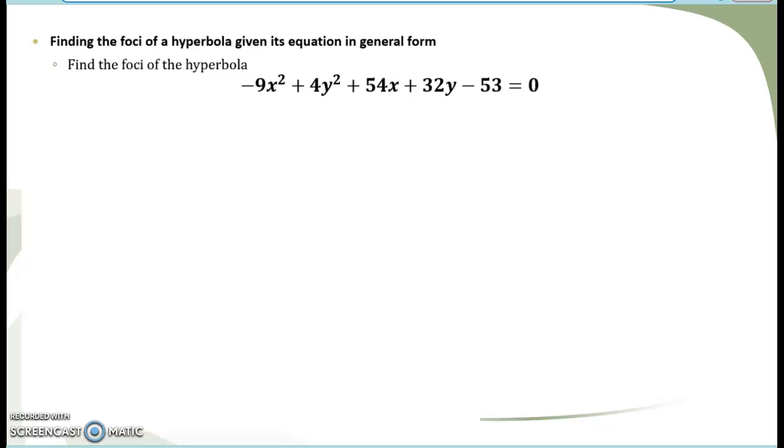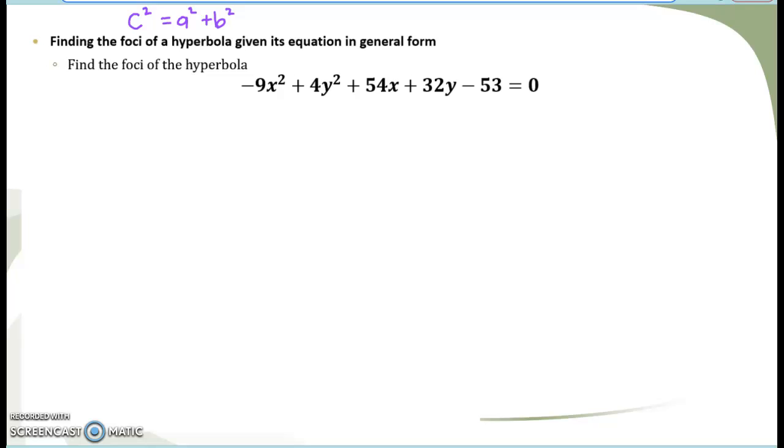Hey everybody, in this video we're going to talk about finding the foci of a hyperbola given its equation in general form. In order to find the foci of a hyperbola, we need to know an equation or two. When we find foci, it's going to be important to find a c value. Our c value for hyperbolas can be found with the equation c squared equals a squared plus b squared. Now if you remember, on ellipses it is a squared minus b squared.